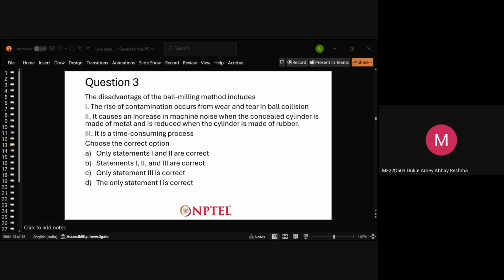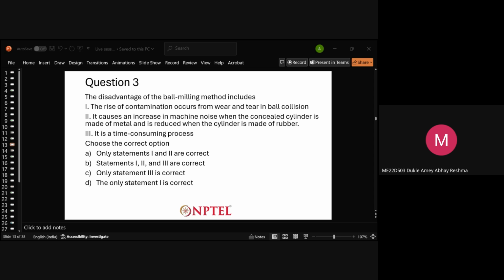Hello, is it audible now? So yeah, I'll just restart with the explanation of the ball milling process. So this is the question here. The ball milling process has two applications. One is for mixing, and the other is for nanoparticle fabrication.